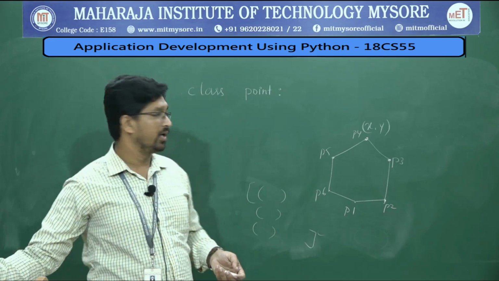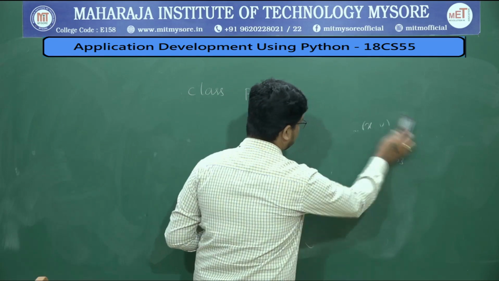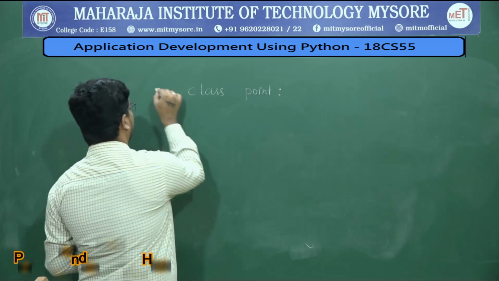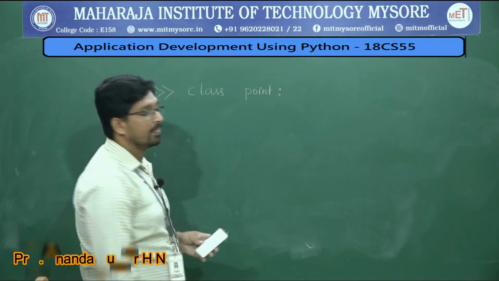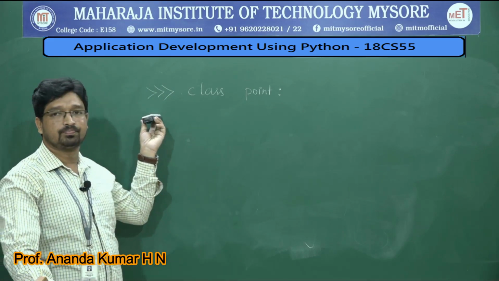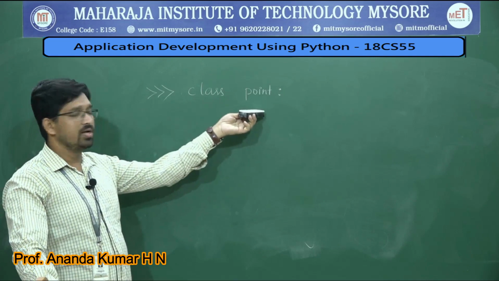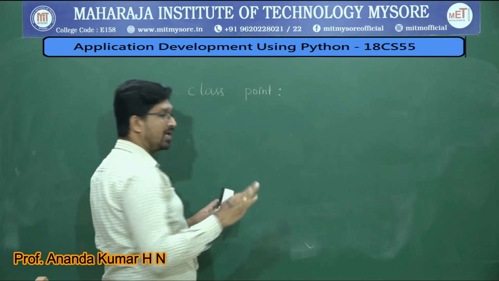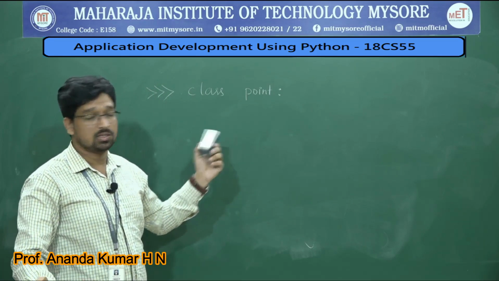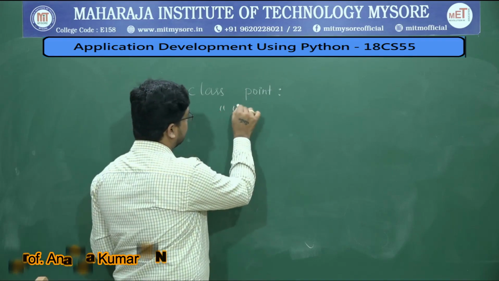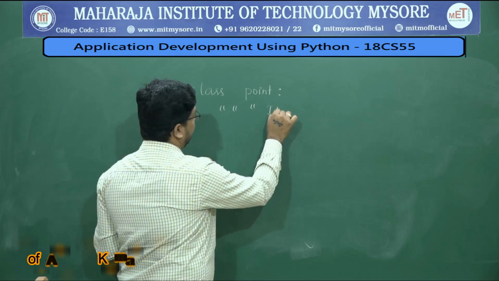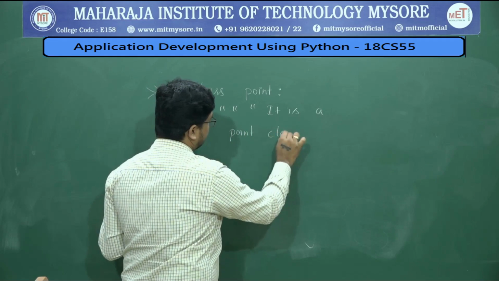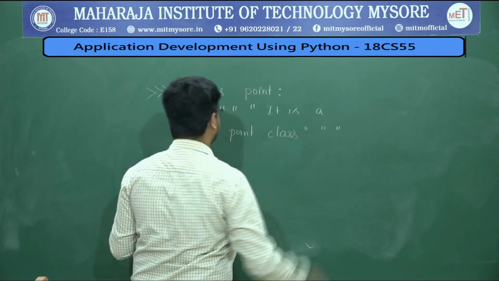So for that, I will have some doc string. Like this, you cannot simply say class point and execute. In the Python interpreter terminal, you say class point and you cannot simply exit from here. So if your class is just an empty class, then you need to have some doc string. That is represented using 3 quotes. So it is a point class. I will enclose it with 3 quotes.